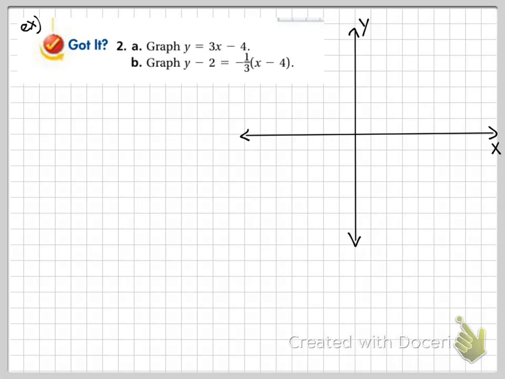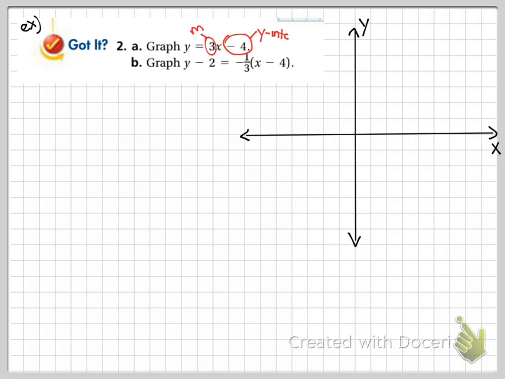So let's look at some examples of graphing a line, given in different forms. We're going to look at slope-intercept and then point-slope. So let's look at part A. We want to graph the line y equals 3x minus 4. There are two very important numbers we need from this. We need our slope, and we need our y-intercept.